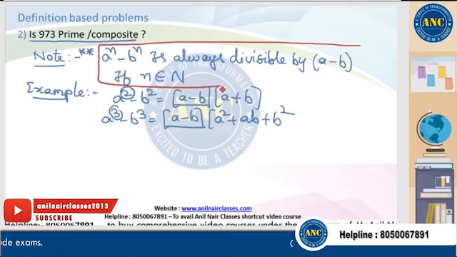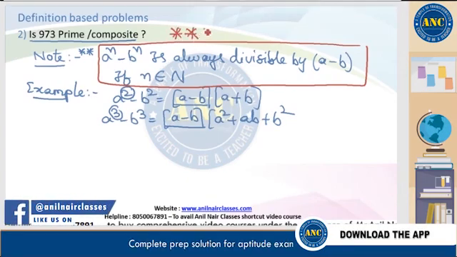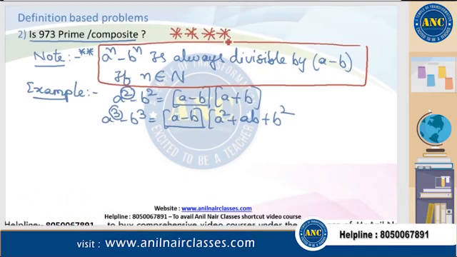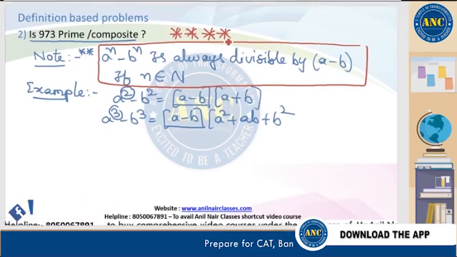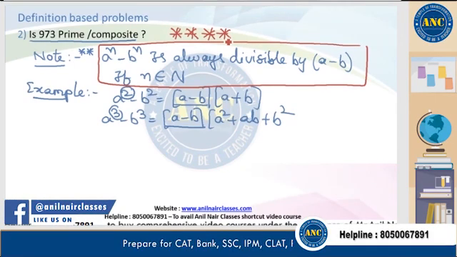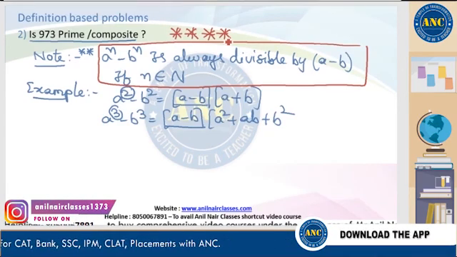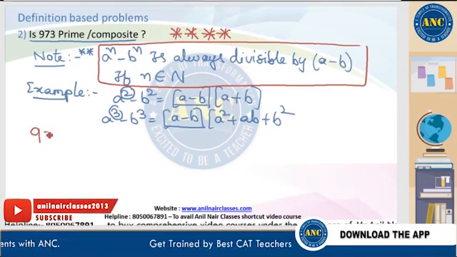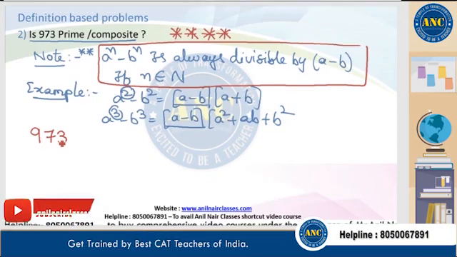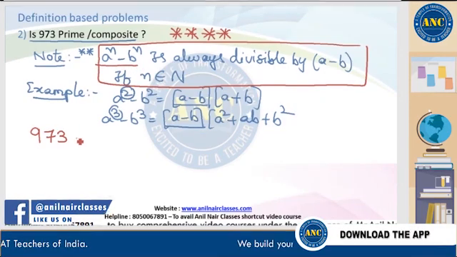Extremely important concept. A power n minus b power n is always divisible by a minus b if n is a natural number. Now we will use this concept in this question. Can 973 be written in the form a power n minus b power n?